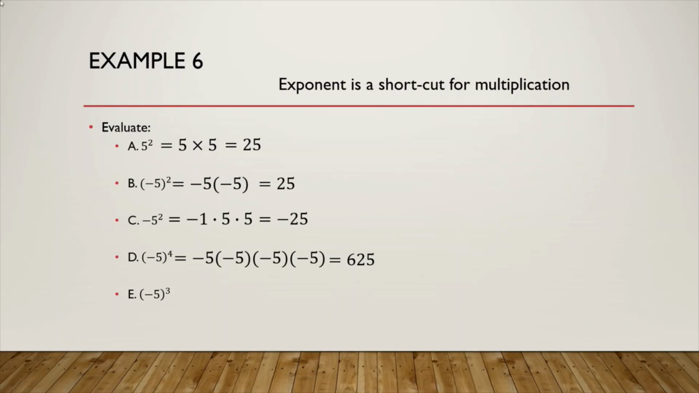Negative 5 cubed would be negative 5 times itself 3 times. And that will give you negative 125, because the exponent is odd, whatever the sign is, it retains its sign. So if you start off with just a positive number, it will be positive. If you start off with a negative, it will be negative.